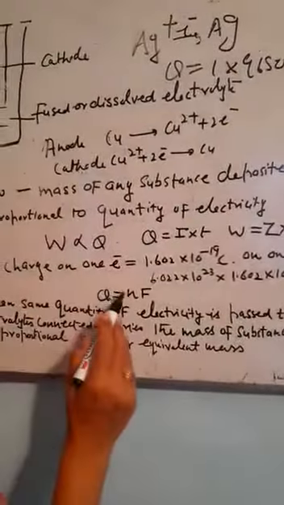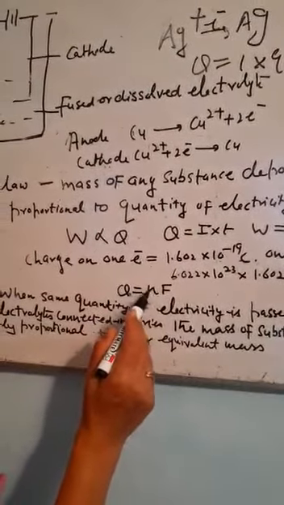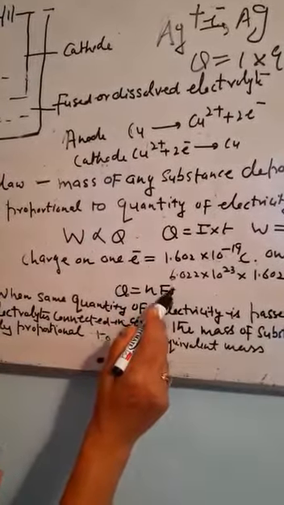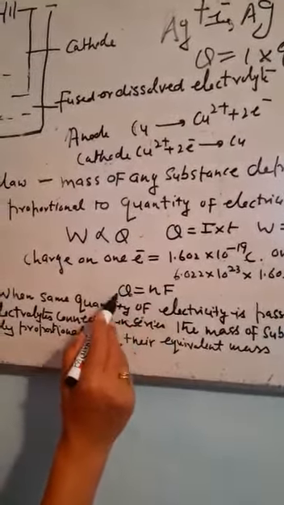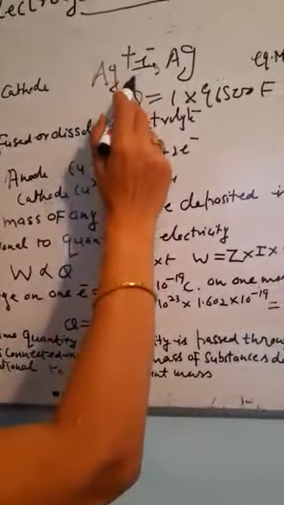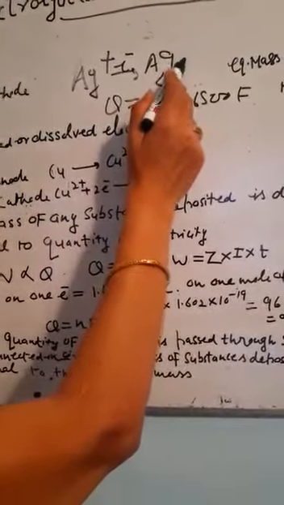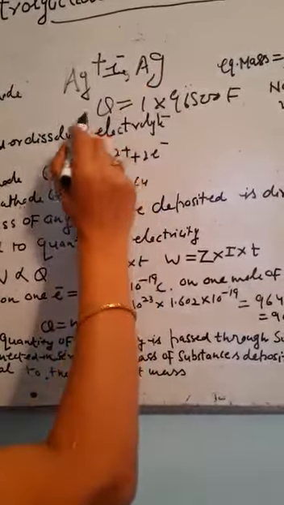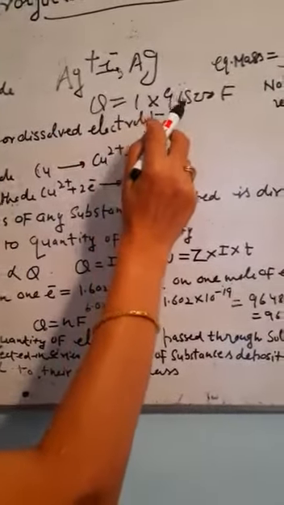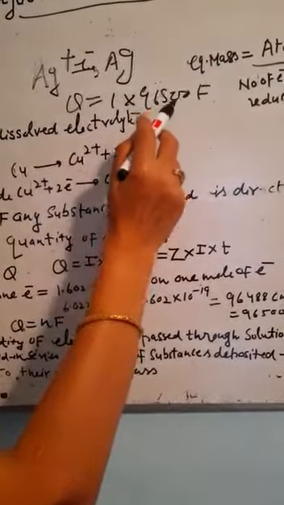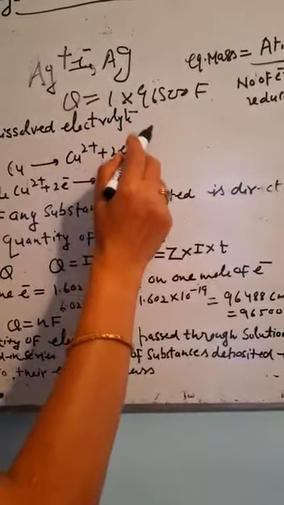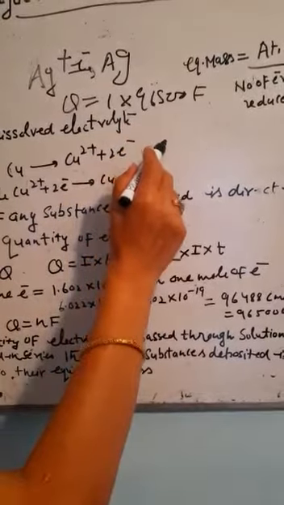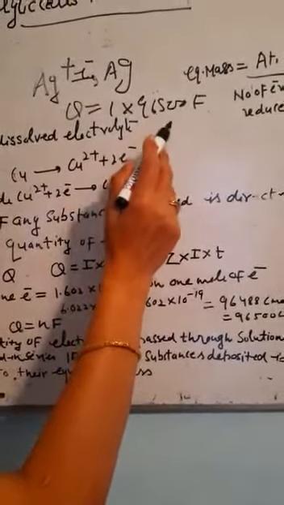Now Q is equal to nF. n is the number of electrons, F is the Faraday of electricity. Now suppose I want to calculate the quantity of electricity for silver ion. The silver ion will gain 1 electron and will be converted into silver. Q will be equal to 1 into 96500 coulomb. In the same manner, I can calculate for the copper ion, and for the aluminium ion.